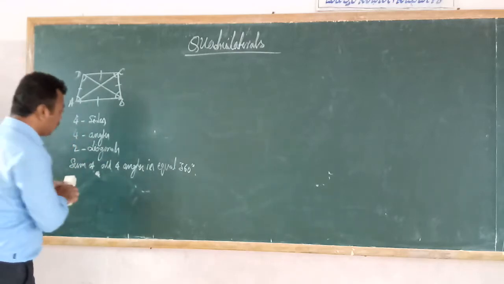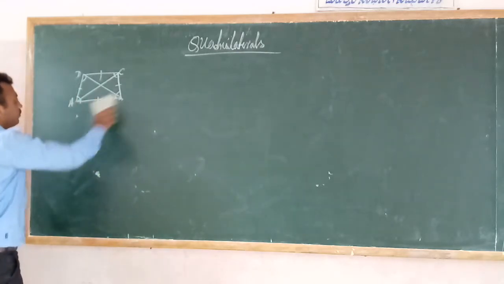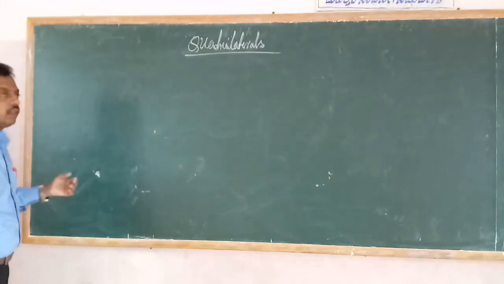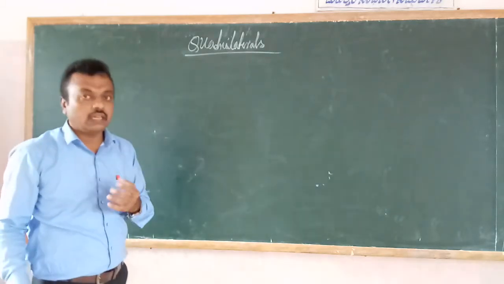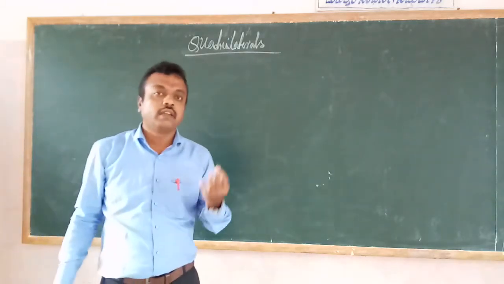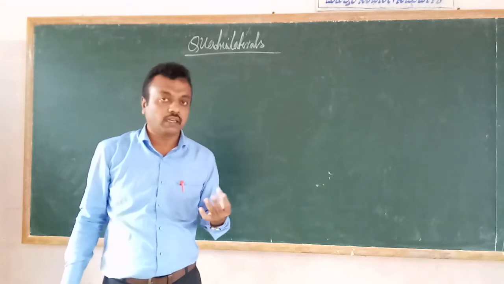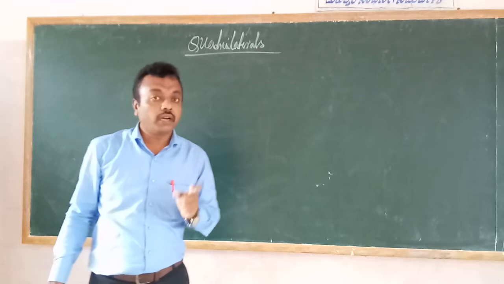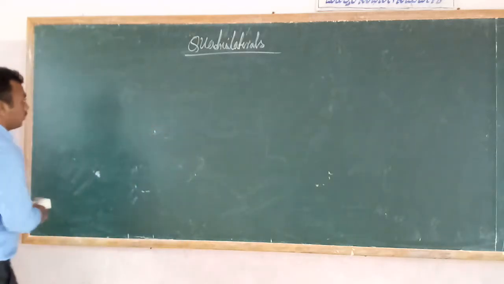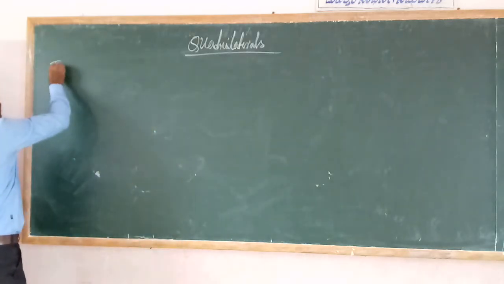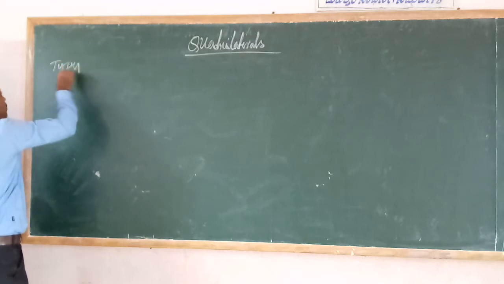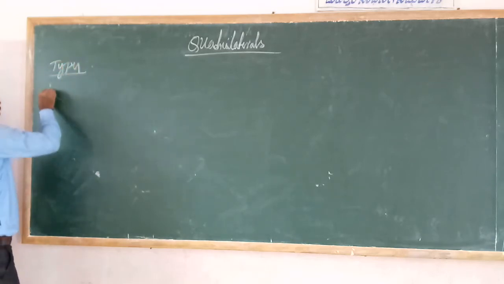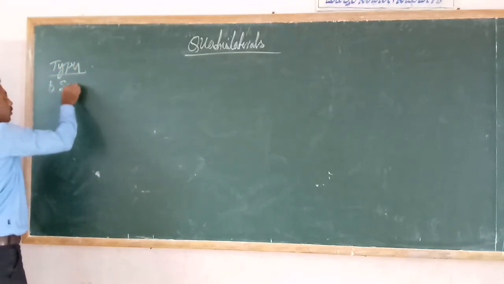So let us move on to the next concept, the next point. In quadrilaterals we discussed the square, rectangle, parallelogram, etc. Correct? These are also quadrilaterals, but these are the types of a quadrilateral. So we have to discuss the types of quadrilaterals. How many types are there? Number 1, square.